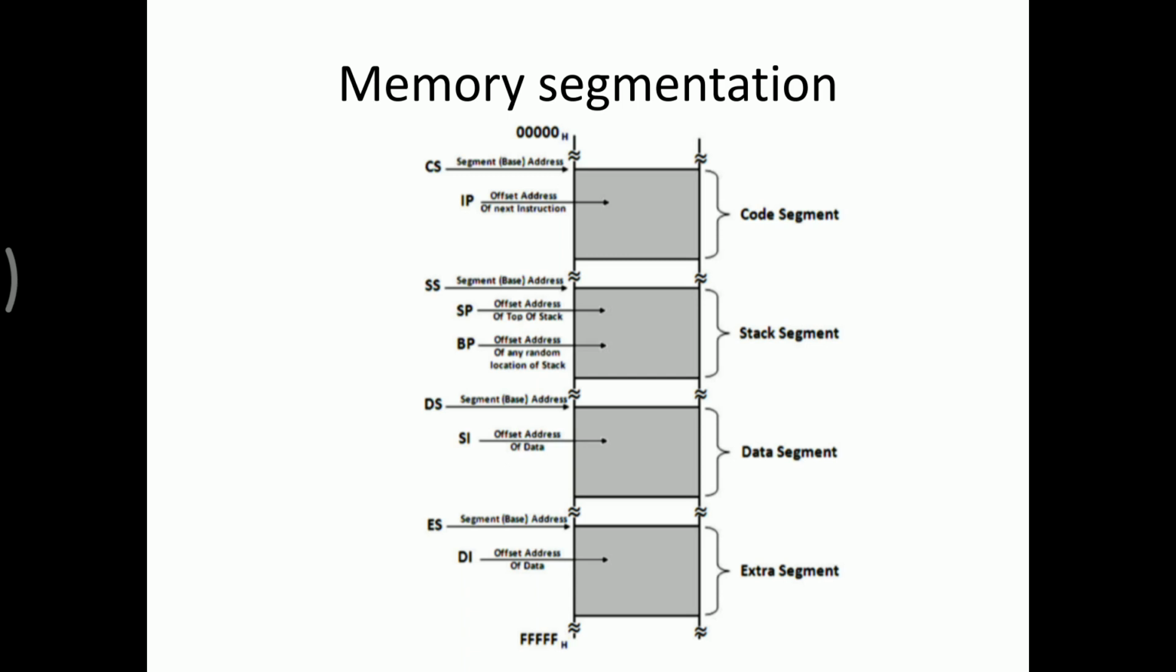Here we have the segment address and the offset address. The segment address is the starting address of each segment, and the offset address moves on to the next location within the segment. So this is the memory segmentation. Why is memory segmentation needed? We can retrieve the data from the memory easily. Not only we, the computer also retrieves the data easily from the memory.